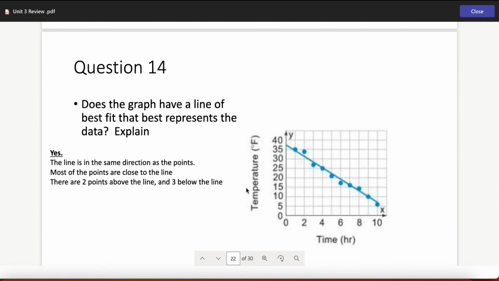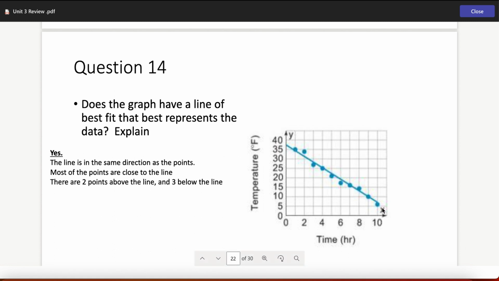Question 14. Does the graph have a line of best fit that best represents the data? Explain. It also does, because the line is in the same direction as the points. Most of the points are close to the line. There are 2 points above the line, and there are 3 below the line. So it has room to make another line of best fit.